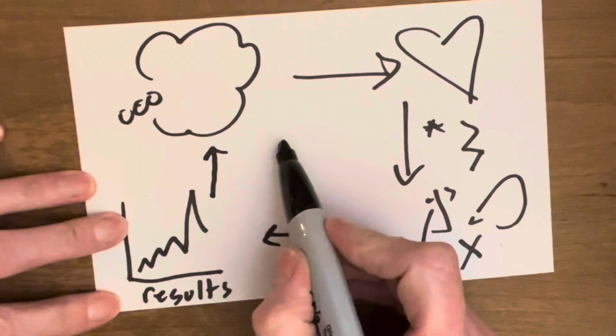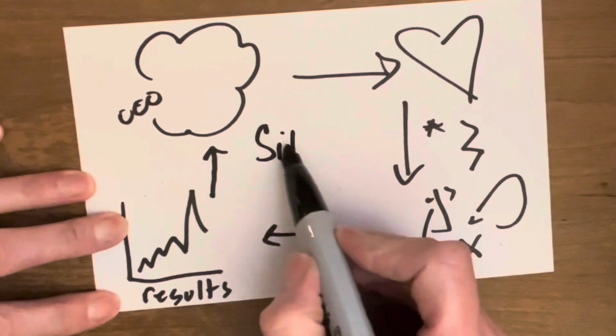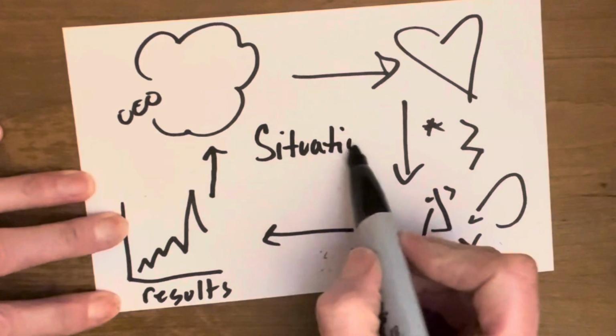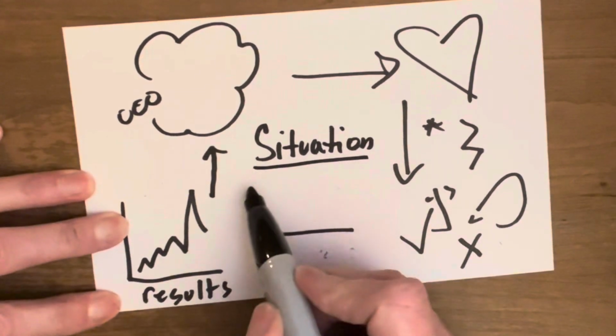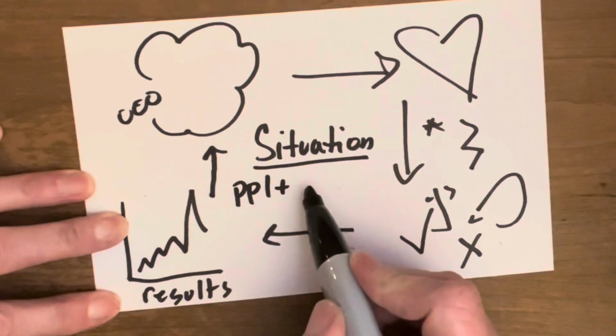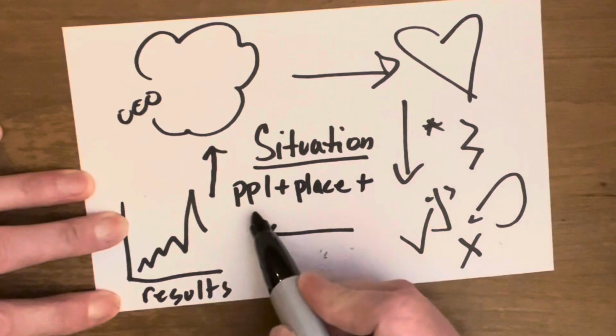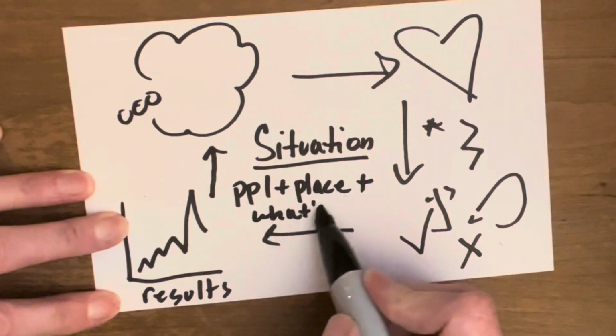And in here, when I call it the frame, this could be a situation. And a situation is going to be people and the place and what's happening.